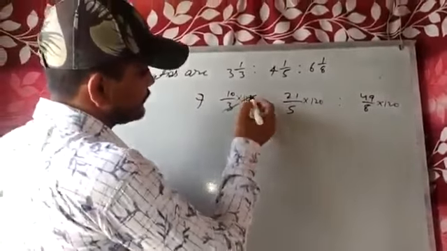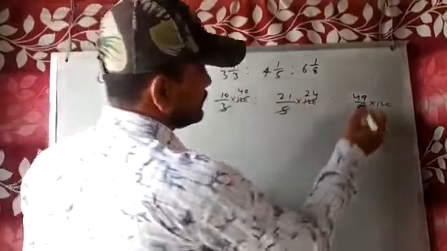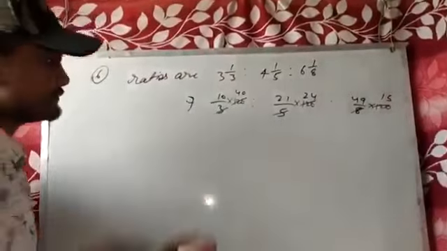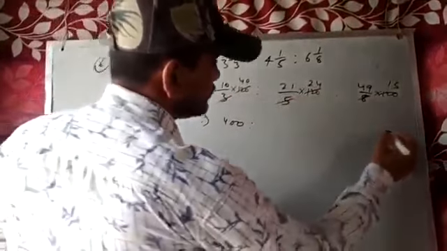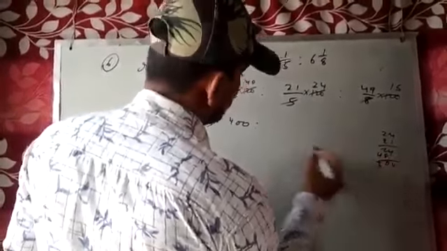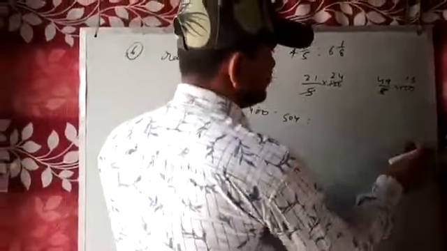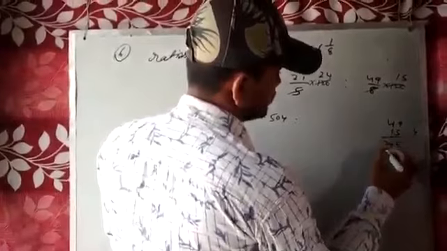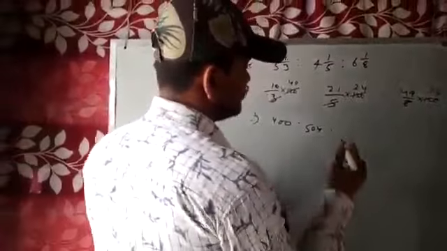Now, 40 times 10 is 400, 24 into 21 is 504, and 49 into 15 is 735.